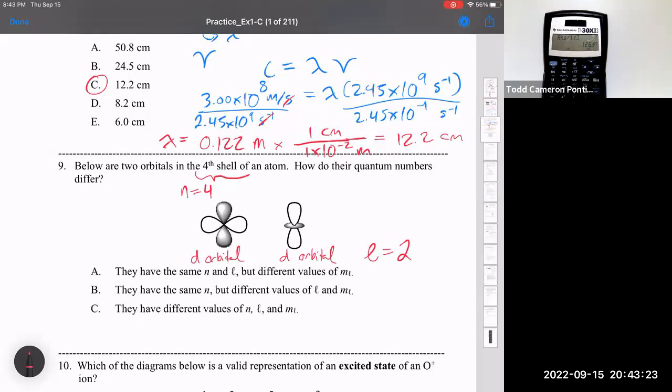Both n and L are the same. The only difference is the actual individual orbitals themselves, which is m sub L. So the answer is A, the same n and L, but different values of m sub L.